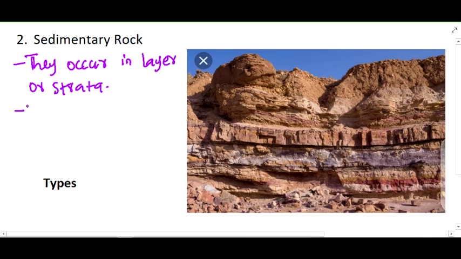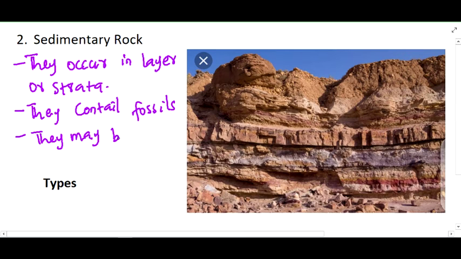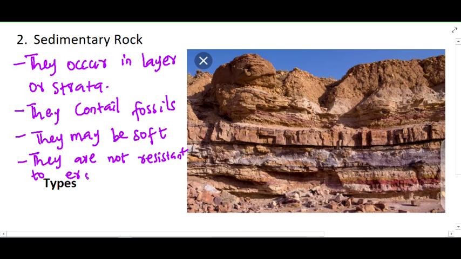They contain fossils. They may be soft and they are not resistant to erosion and agents of denudation.